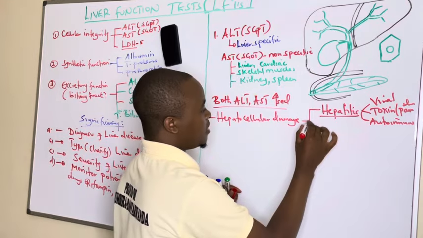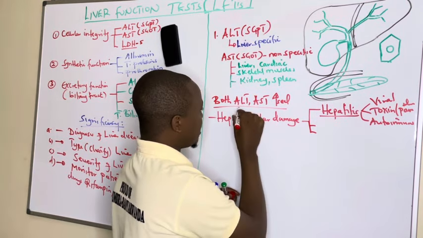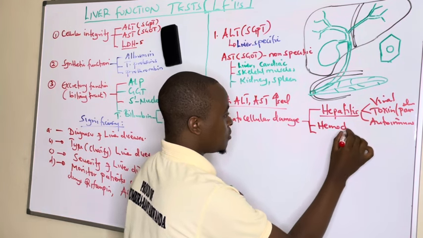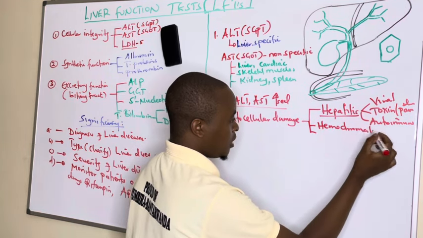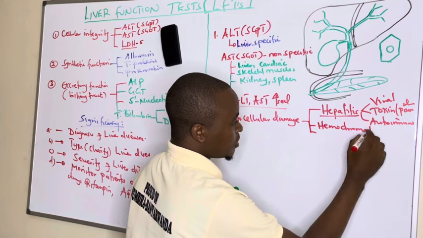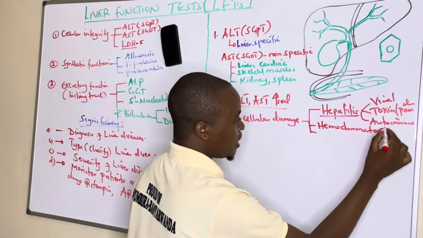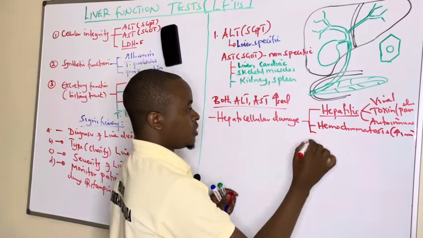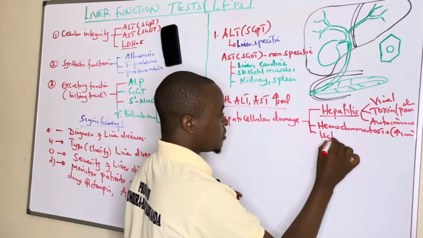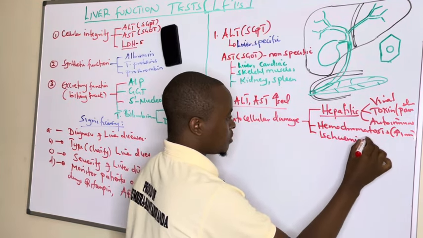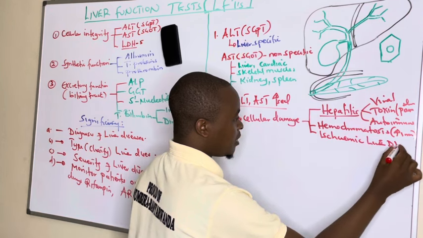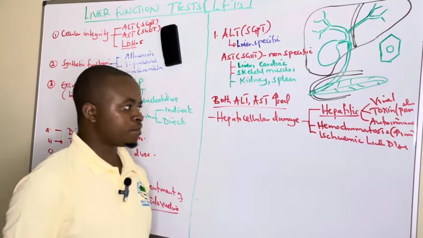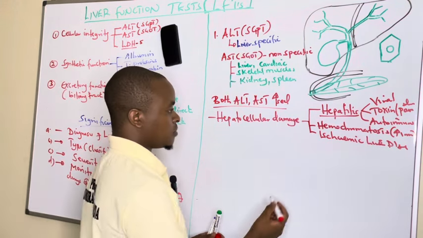We said we can find ALT and AST elevated in hemochromatosis, which is an autosomal recessive disease due to accumulation of iron in the liver. We also see them in ischemic liver disease, that is liver necrosis. This is due to blockage of blood supply to the hepatocytes.